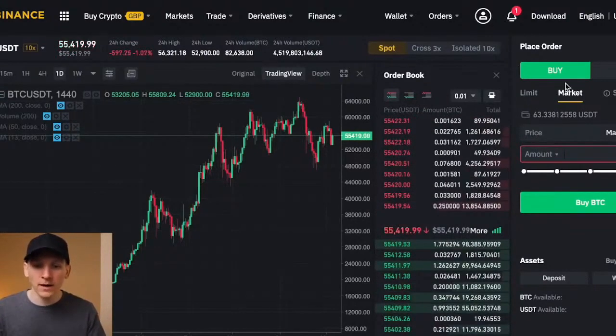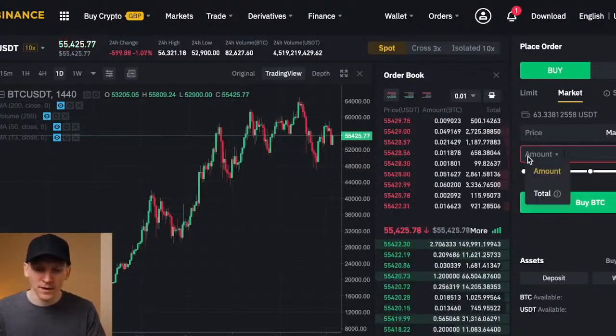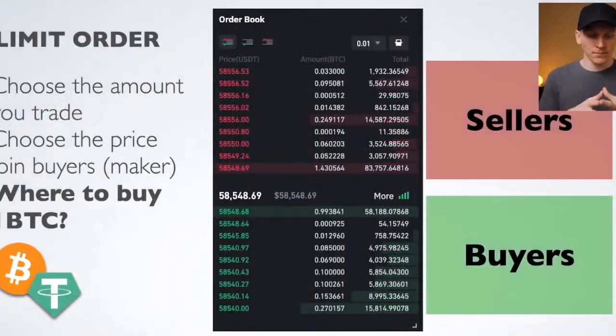But very simply, buy, market, amount, press buy, and you're done. Let's come to limit orders then. Choosing the amount we trade and the price that we trade at. Huge advantage here. Remember, where are we going to buy one Bitcoin? We are a buyer now, and we're going to choose the price that we pay.